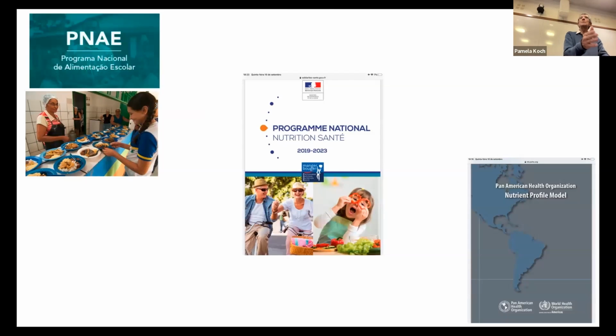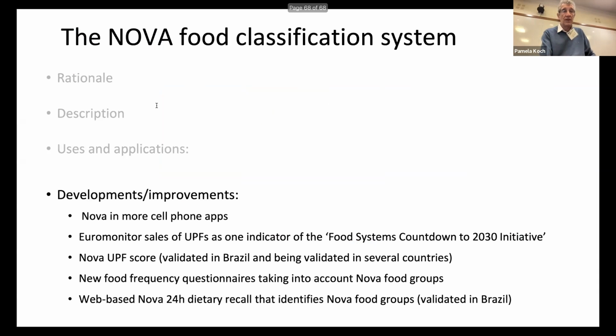You see here the school meal program in Brazil, which provides food for 42 million children every day. They are oriented by NOVA. So NOVA Group 1 as the base, 2 and 3 in small amounts, avoid Group 4. In France, the country has a goal of reducing by 20% the intake of ultra-processed food. And this is the PAHO nutrient profile model, which is also based on NOVA. This is my final slide.